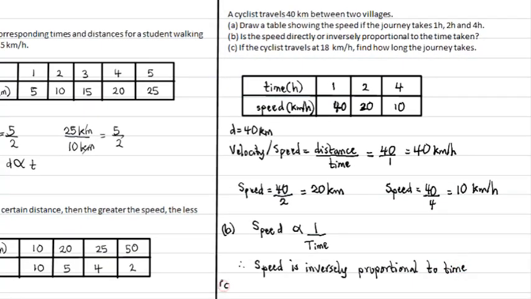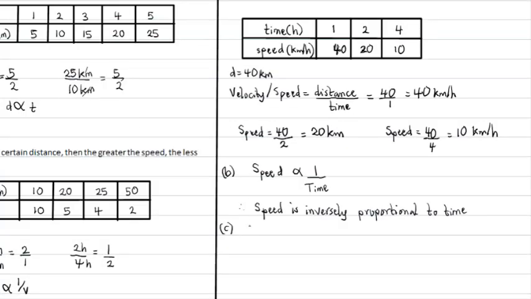So lastly, our C part: if the cyclist travels at 18 km per hour, find how long the journey takes. Now the question says that the speed here is 18 km per hour, find how long. What is how long? We are talking about the time. We want to find the time, and we already know that our distance is still 40 km between those two villages. So how are we going to get this time?